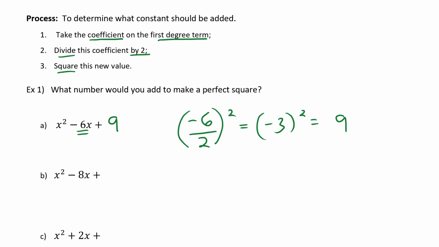Notice we're always adding it. Why are we always adding it? Because we're squaring it. No matter whether we have a positive or a negative value inside those brackets, because we're squaring it, it will always be a positive value. After we do that, we can factor this into x minus 3 squared. We look at the minus 3. Minus 3 times minus 3 is positive 9. Minus 3 plus minus 3 is minus 6.